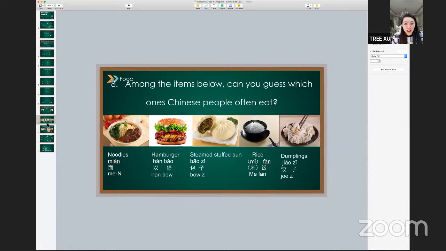And I know you guys like fried rice, right? You know how to say fried rice? 炒饭. It's not on the PowerPoint, next time I will post it. The last one, dumplings, 饺子. 饺子.